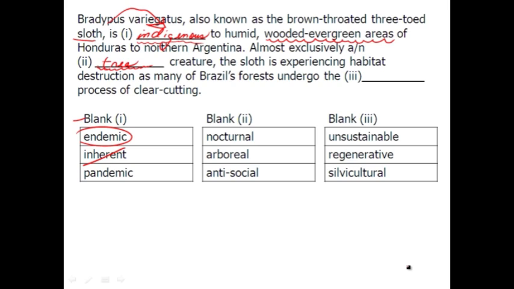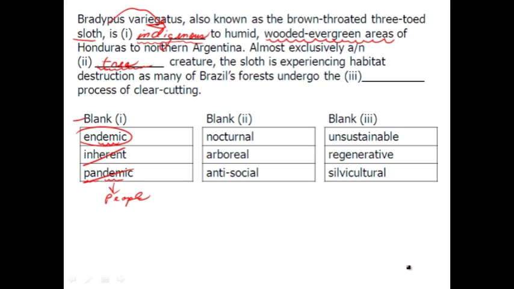Then pandemic has the same root, dem, but pandemic refers to a disease or a virus or any outbreak, such as Ebola, is a pandemic because it spreads everywhere and it kills everyone. So all people, demos comes from the root for people. So basically all people die. Something is pandemic. Of course, the answer is endemic.